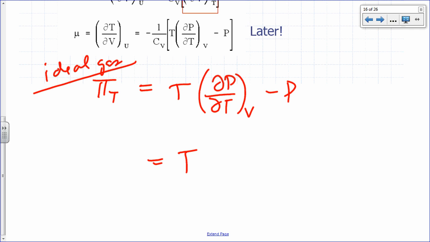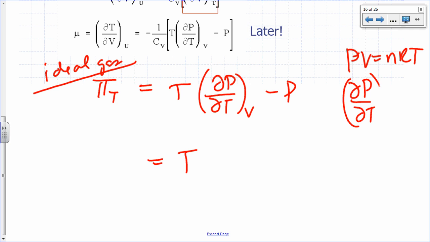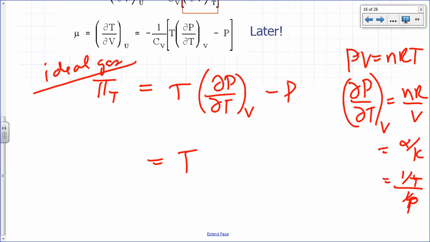T times, you can go ahead and take that from PV equals nRT. What's partial of P with respect to T at constant V for an ideal gas? It's just going to be nR over V, which is the same thing as alpha over kappa. That's 1 over T over 1 over P, which is the same thing as P over T. Any one of those expressions will work. Let's use P over T. So this is alpha over kappa.